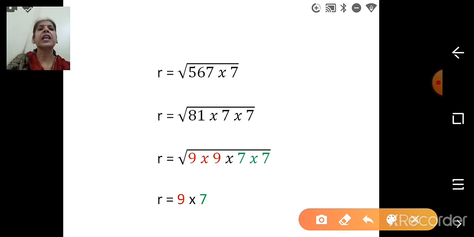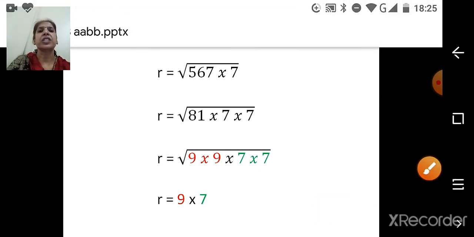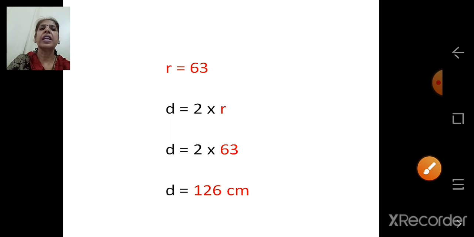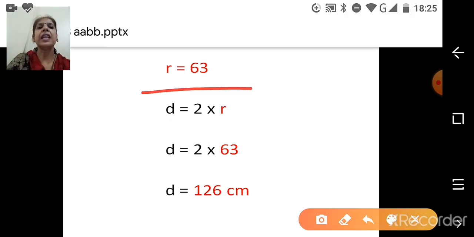Now we are taking the square root. So from 9 into 9 we get 9, and from 7 into 7 we get 7. R is equal to 9 into 7. 9 sevens are, children, 63. So your r is 63.